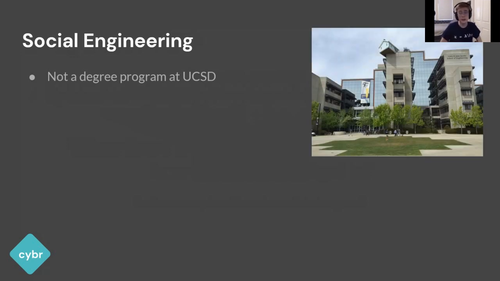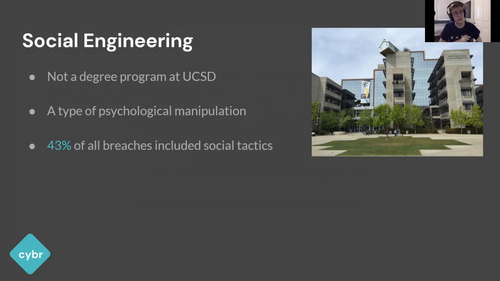And the answer to this question is social engineering. So some of you probably have a preconception of what social engineering is. We're going to talk a little bit about it. For those of you who don't know, no, social engineering is not a degree program at UCSD. You will not find it in Jacobs Hall anywhere. It is a type of psychological manipulation.